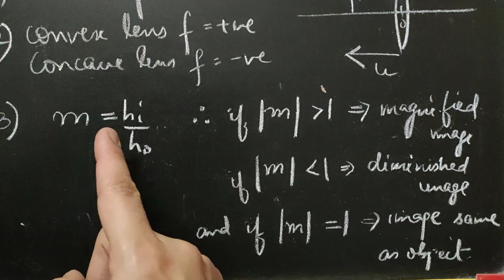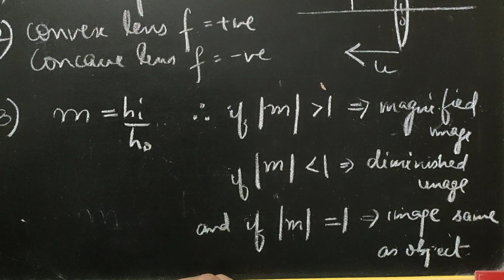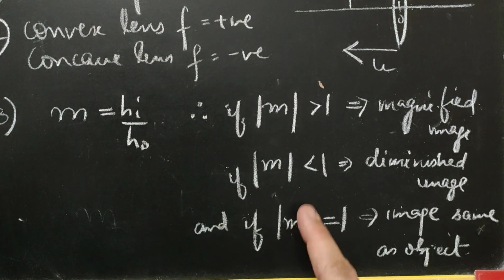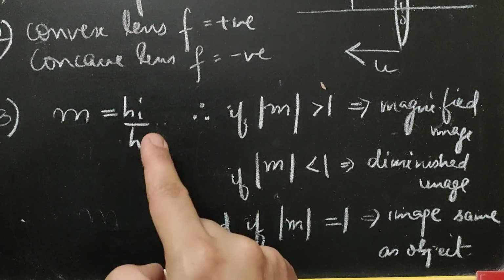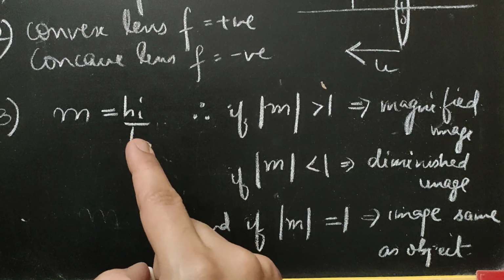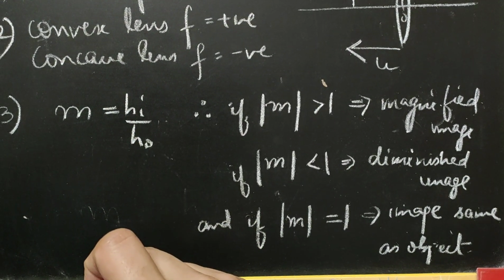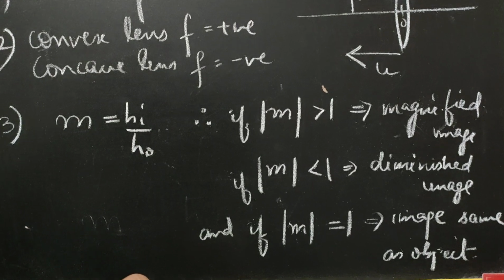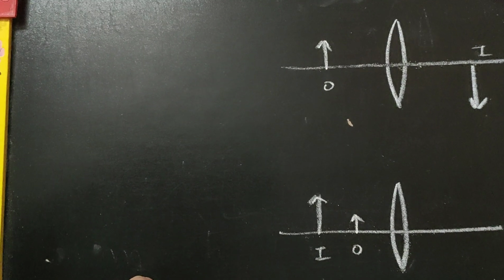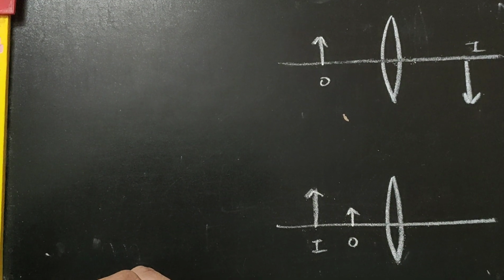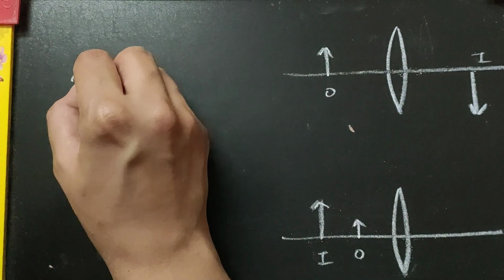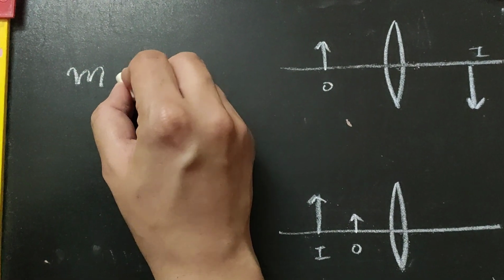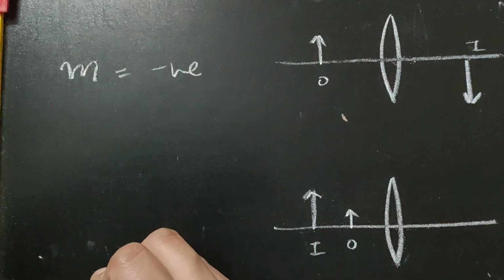Also, the sign of magnification is very important. Here we have discussed about the number that you will get from this calculation. What about the sign? That is what we are going to discuss next. The next point to be kept in mind is, if the sign of magnification is negative, what does that indicate?